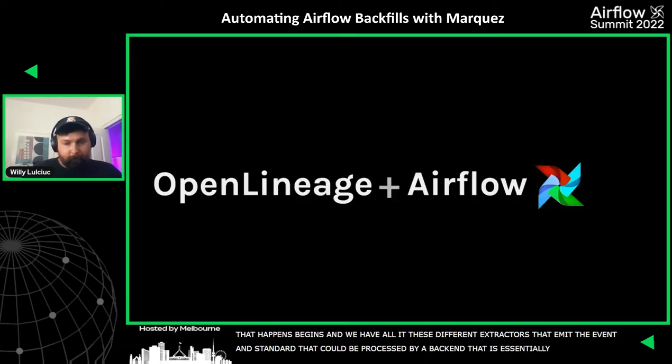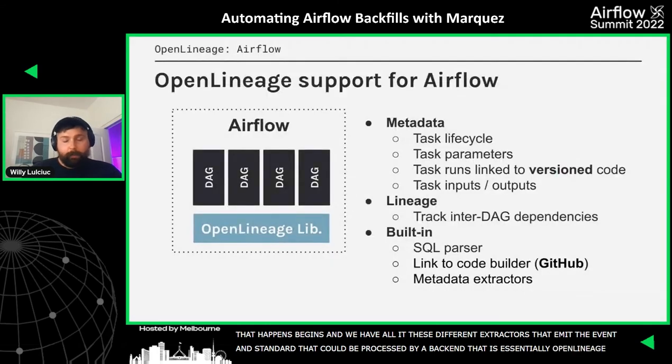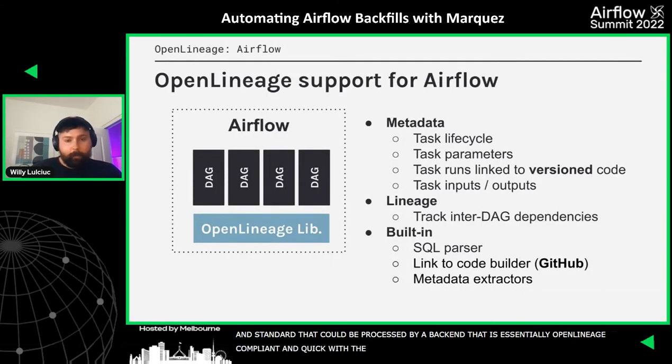So really quick with the integrations. If you want to start looking at least at Airflow and you want to start capturing lineage metadata for a DAG, what do you get out of it? You get the task lifecycle. So when a DAG runs a different task, they have different run states.